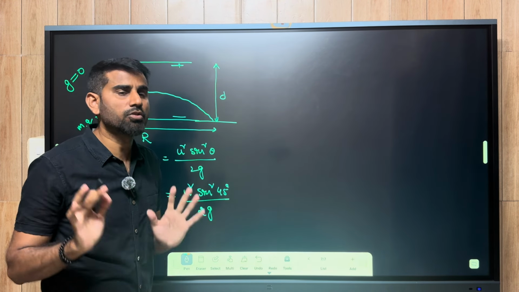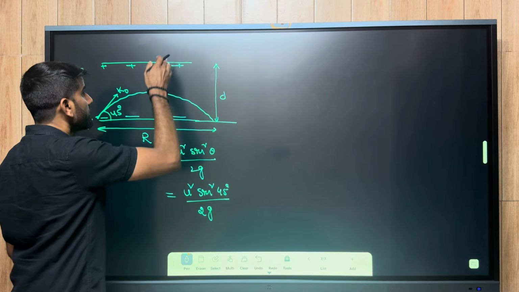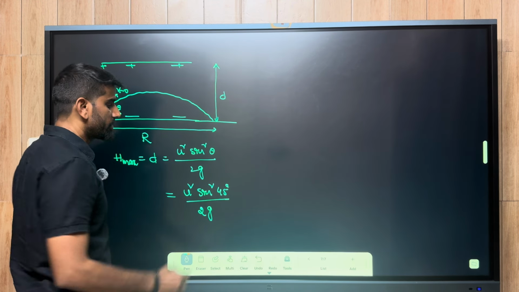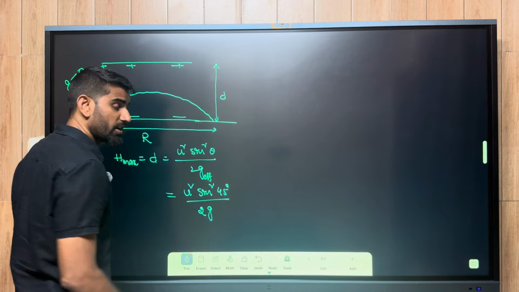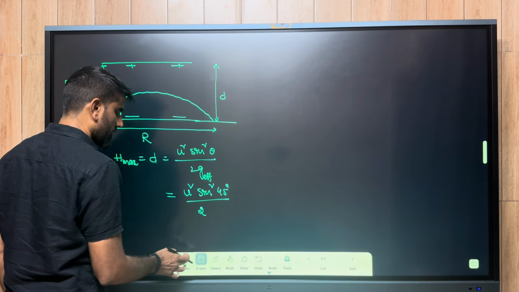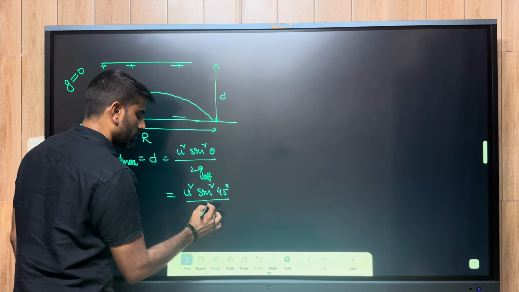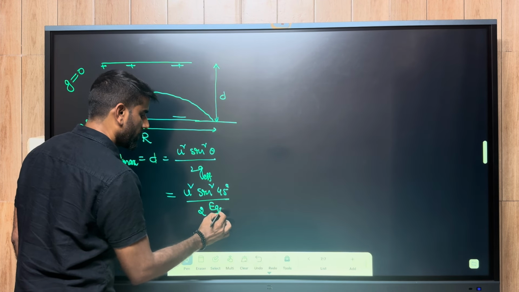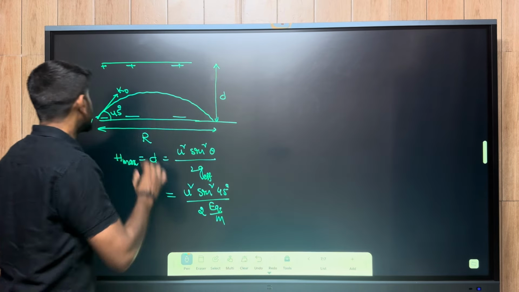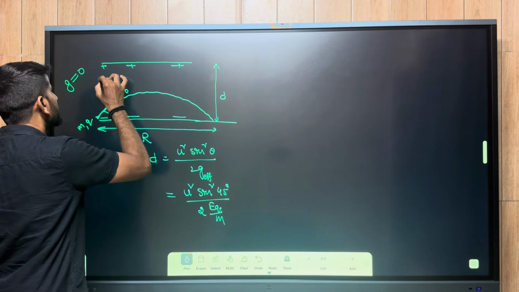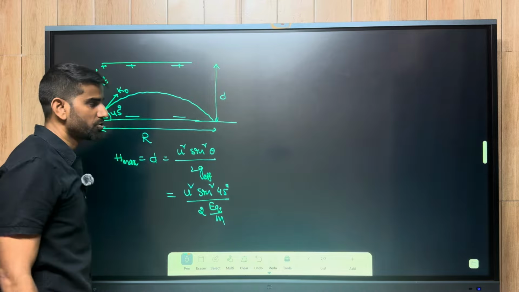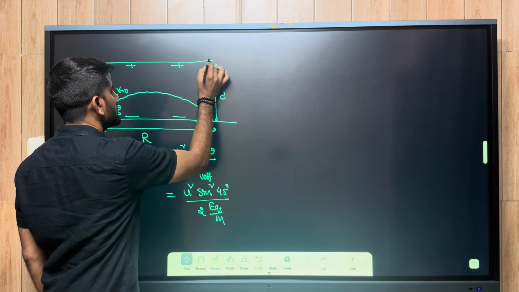Let's say gravity free space, gravity is ignorable, but here we have electric field, right? Instead of g, I'm taking g effective here. So what can we replace g effective with? EQ by M. What is E? E is the electric field between the two plates, positive to negative.